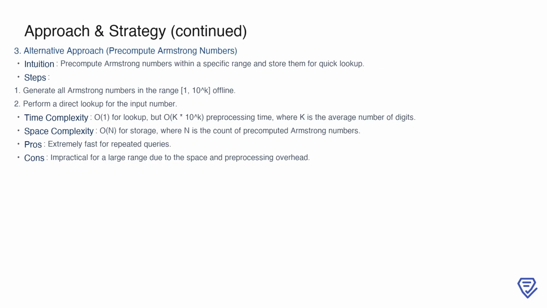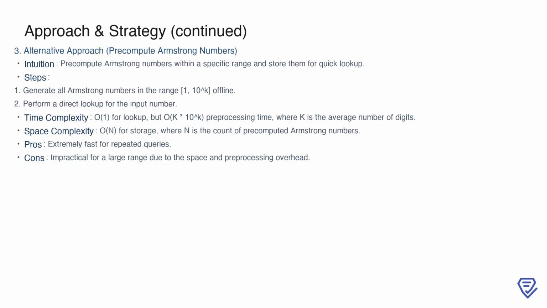Another approach we considered is the pre-computation method. The idea here is to generate all Armstrong numbers within a specific range beforehand and store them for quick lookups during queries. To implement this, we pre-compute Armstrong numbers for a range like 1 to 10^k, offline, then check if the input number exists in this pre-computed set.